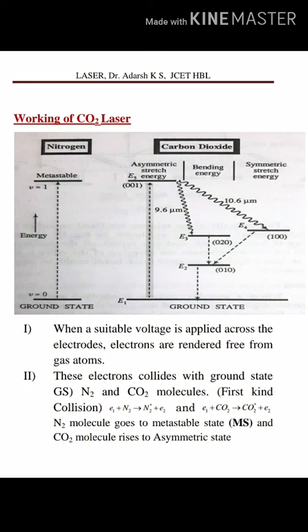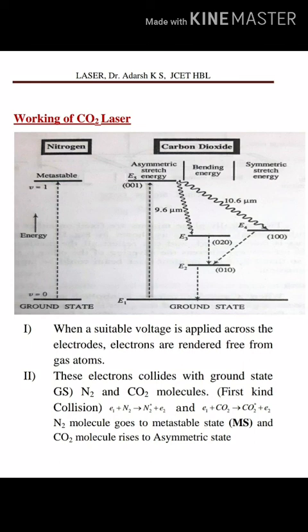That kind of collision is called first kind collision. And one more type: if an excited molecule collides with a ground state molecule, and the energy levels of the two are the same, then resonance energy transfer takes place from the first molecule to the second, that is, from the excited molecule to the ground state molecule. Therefore the second molecule goes to the excited state. This is the second kind of collision, also called resonance energy transfer.